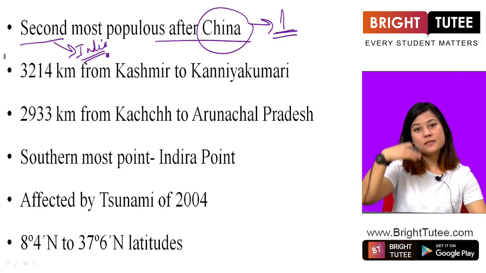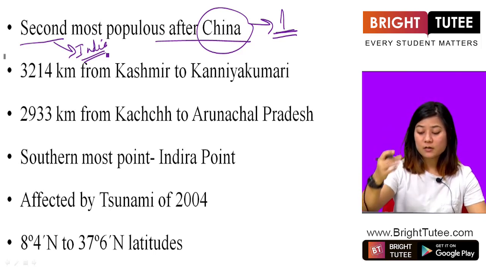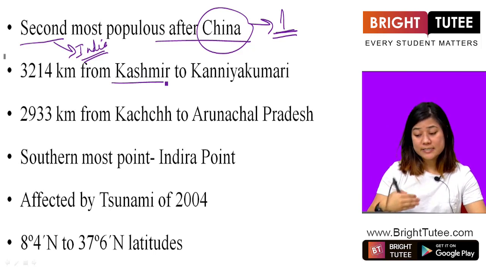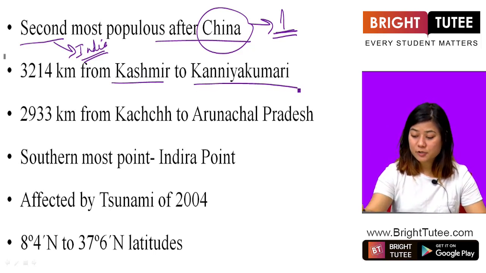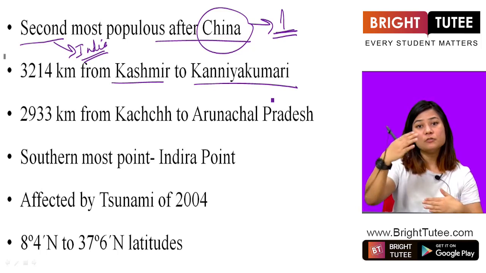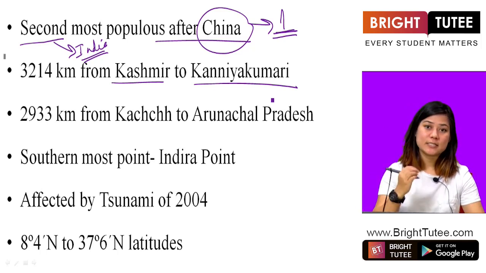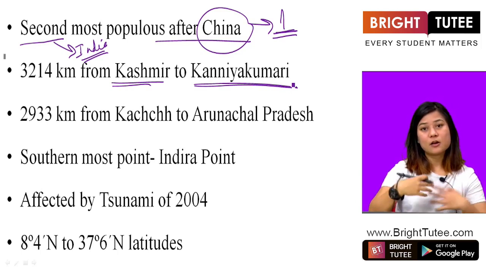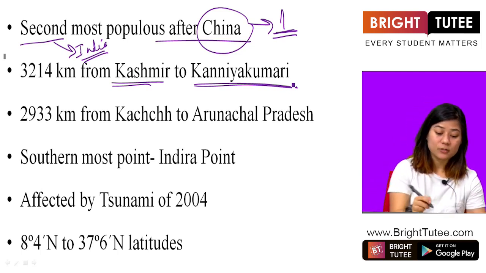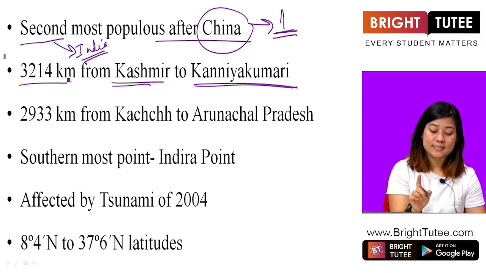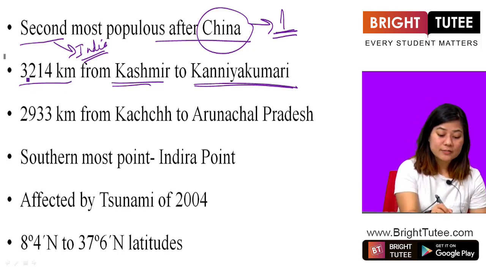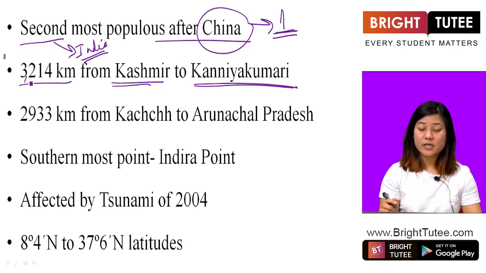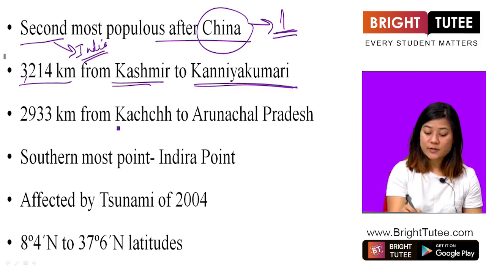So you can imagine the number of people living in the country. Now we know that in the northernmost tip of the country we have Kashmir, and in the southern tip of the country is Kanyakumari. Now if we are to measure the distance between Kashmir and Kanyakumari, the country extends from north to south, and that distance is 3,214 km.